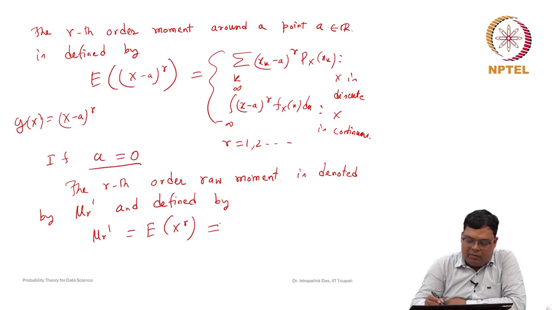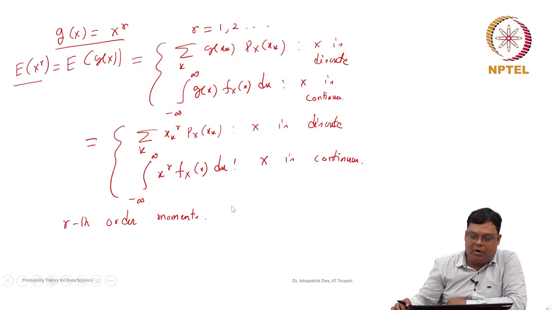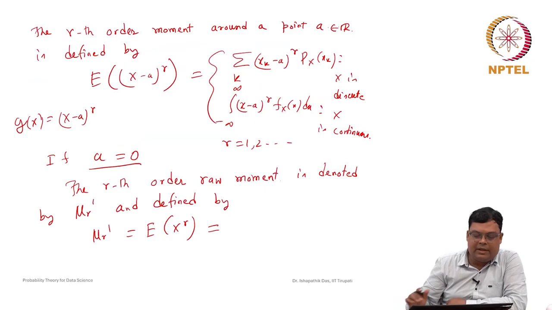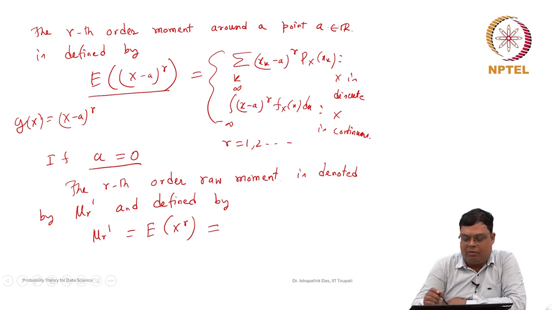This is equal to, now we will put a is equal to 0 here, then we will get the formula. So, that formula we have already written here. That is why this is the general rth order moment around a point A belongs to R. This is the general moments around a point.